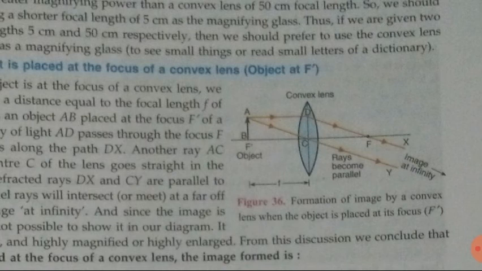So rules for obtaining images by convex lens, those diagrams, and the first case, which is very important, in which we can use the convex lens as magnifying glass. Okay, you try to draw the diagram for that case also.